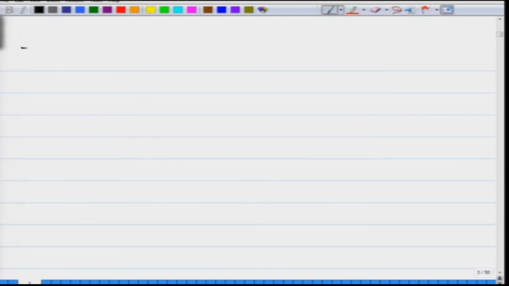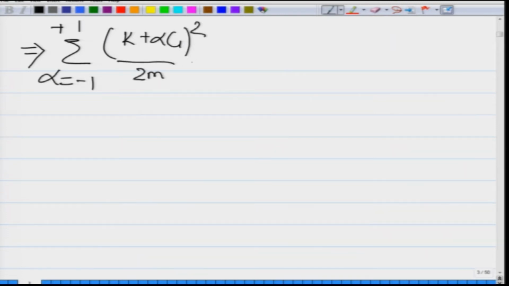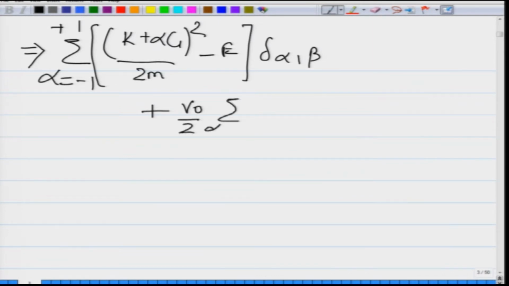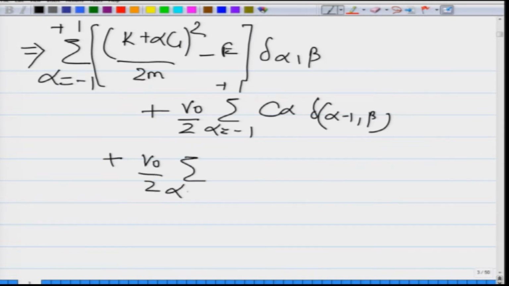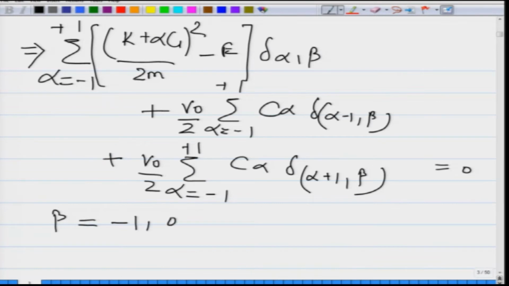So, from this equation, we will get non-zero terms only when the delta conditions are satisfied. We get (k + alpha G) whole square by 2m minus E, c_alpha, plus V0 by 2 summation of c_alpha delta(alpha - 1, beta), plus V0 by 2 summation from -1 to 1 of c_alpha delta(alpha + 1, beta), equals 0, where beta can take 3 values: -1, 0 and 1.